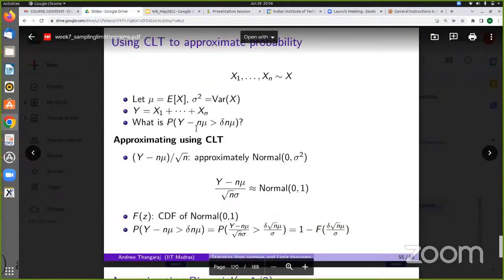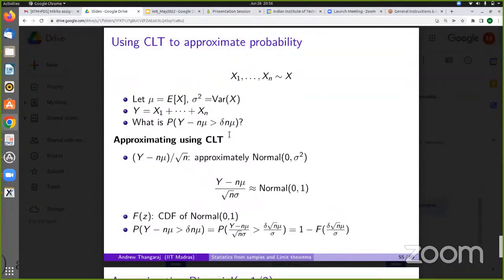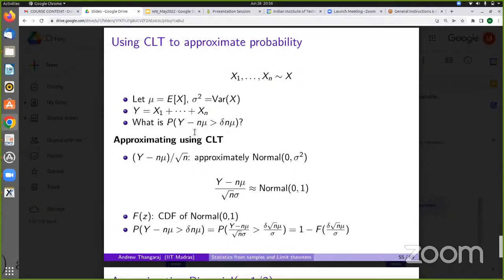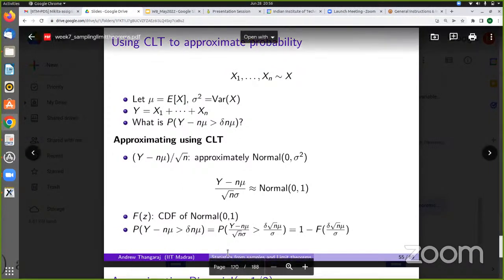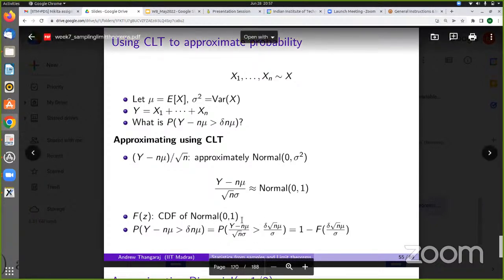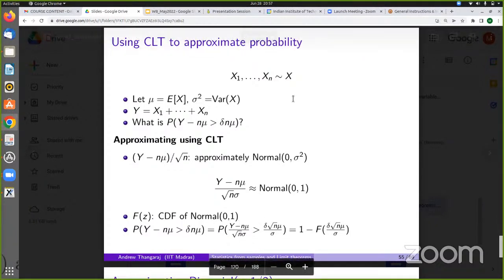So don't follow that formula which your sir has directly given. It's not incorrect, but that is a different reference point if you go through the lecture, because here the probability asked is y minus n mu greater than delta n mu. So finally, what sir did is he converted this y minus n mu into y minus n mu upon root n sigma. Okay, right, got it. So basically, this is the formula you have to convert.